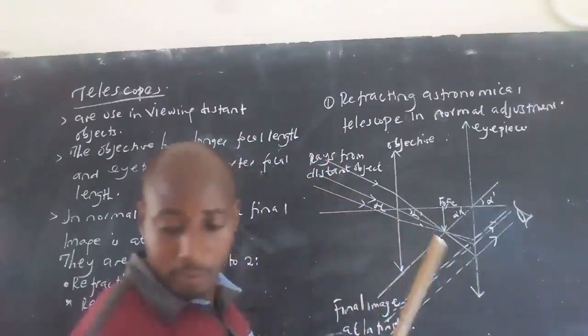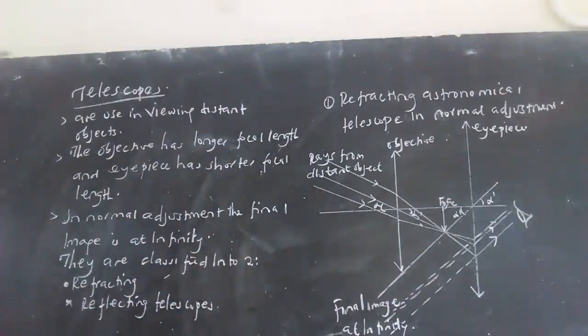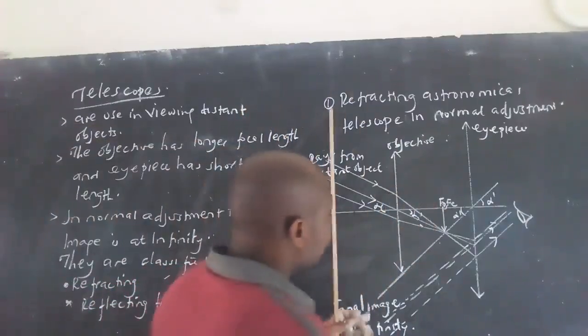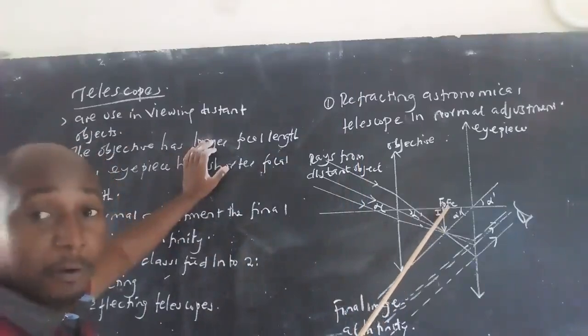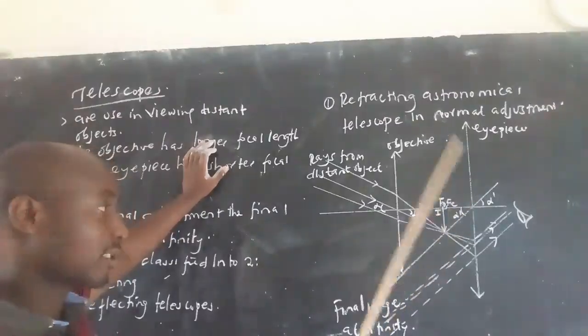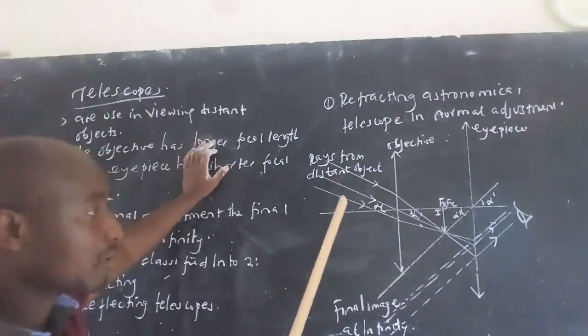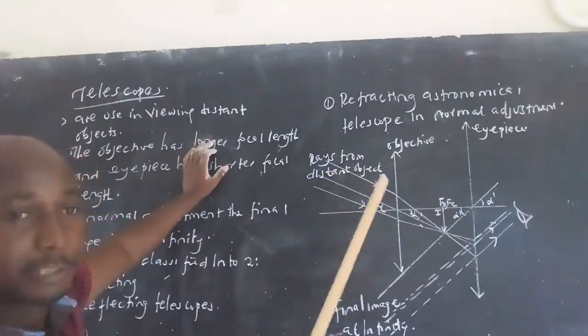When we are explaining how it works, we can start by saying, in point number 1, that the separation is such that the objective lens forms an image I of a distant object which coincides with its principal focus.